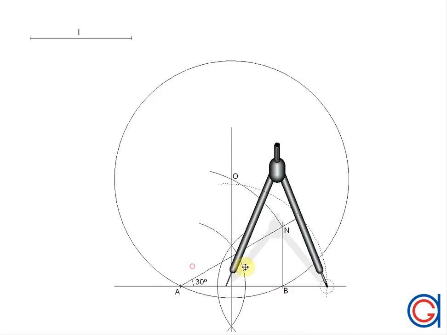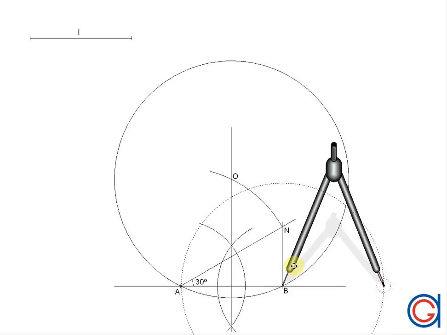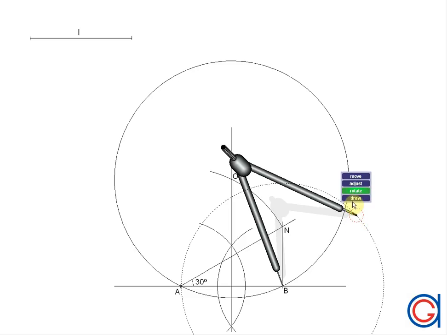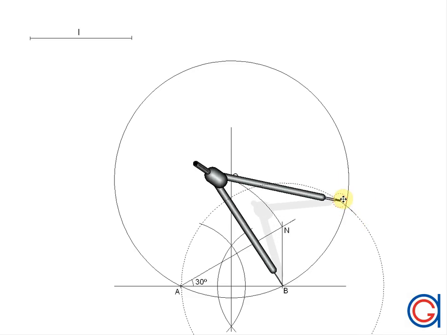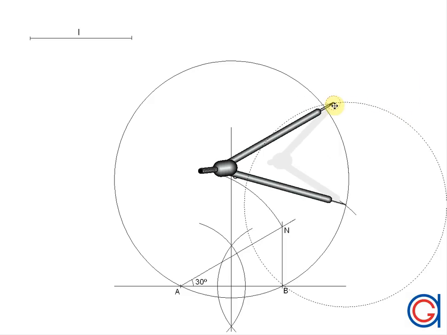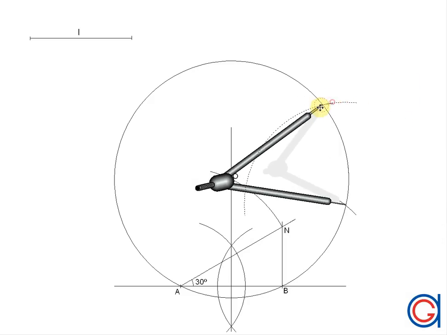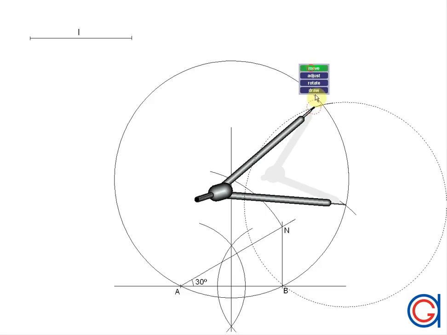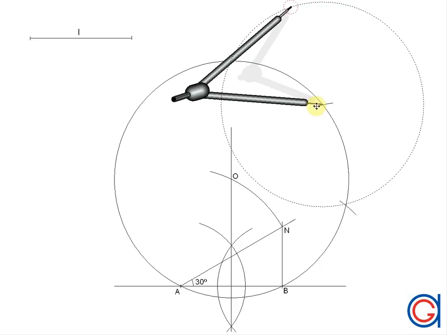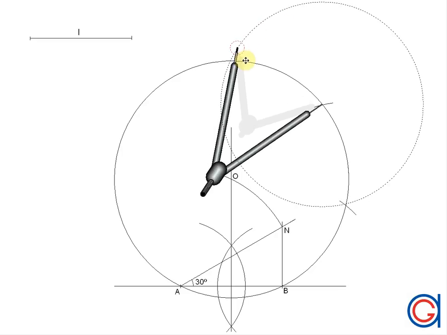Now the next step, setting our compass to the length AB, we are going to scribe six arcs around the circumference. So here, setting our compass on point B, we scribe our first arc. And now, setting our compass on the previously drawn arc, we scribe our second arc. Again, setting our compass on our previously scribed arc, we draw our third arc.